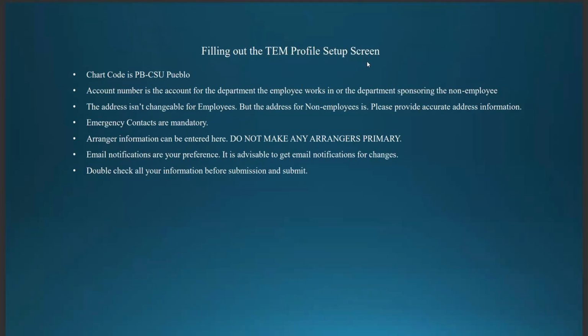When you're filling out the TEM profile, the chart code is going to be PB. Your account number is the account for the department the employee works for, or the department sponsoring the non-employee traveler. The address isn't changeable for employees. It always comes to 2200 Bonfort Boulevard.